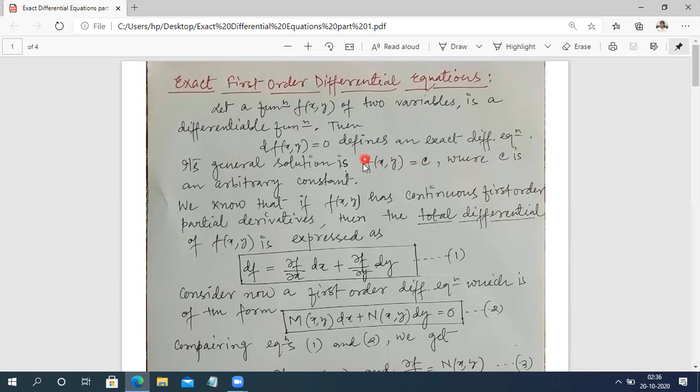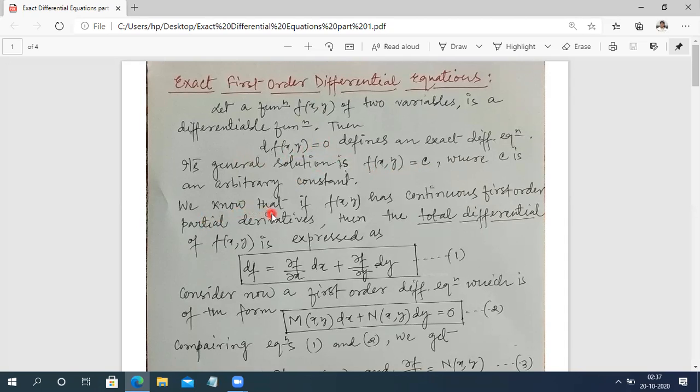That means if this is the solution, how will we get the differential equation? We know that in the formation of a differential equation, we have to differentiate the solution. So if we differentiate this function f(x, y) = c, we will get df(x, y) = 0. So this is the exact differential equation whose general solution is f(x, y) = c.